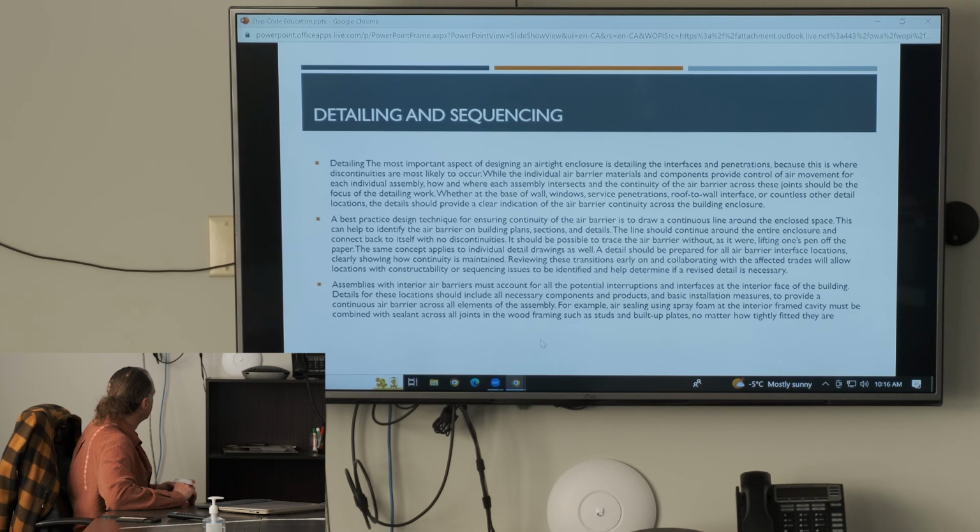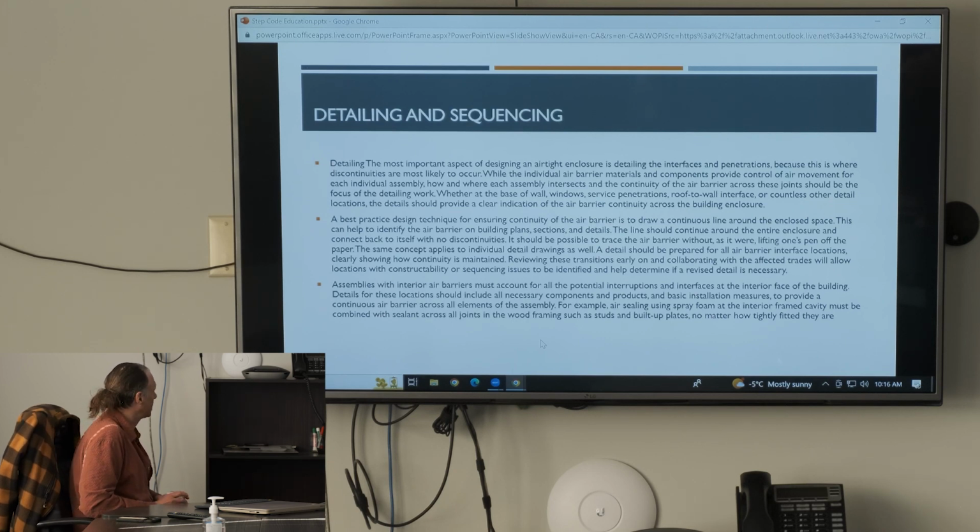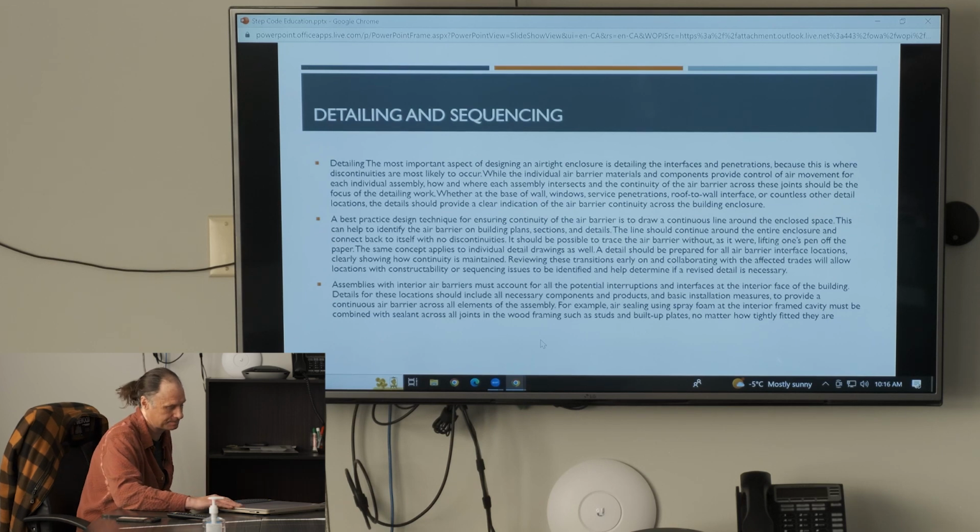Assemblies with interior air barriers must account for all the potential interruptions and interfaces at the interior face of the building. Details for these locations should include all necessary components and products and basic installation measures to provide a continuous air barrier across all elements of the assembly. For example, air sealing using spray foam at the interior frame cavity must be combined with sealant across all joints in the wood framing, such as studs and built-up plates, no matter how tightly fitted they are. So this is a really important part of the design and building process.